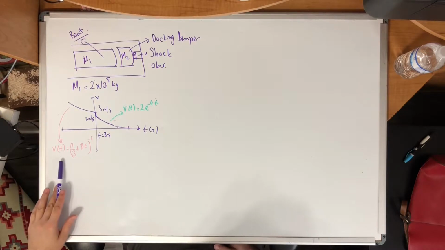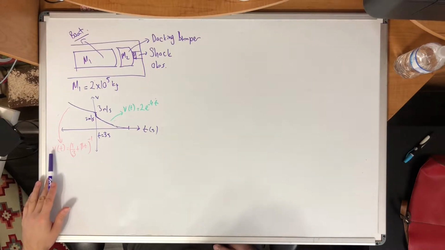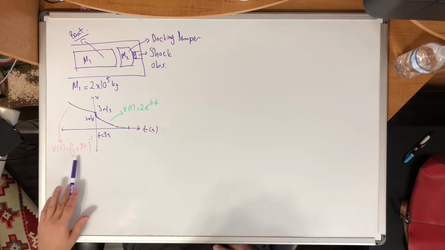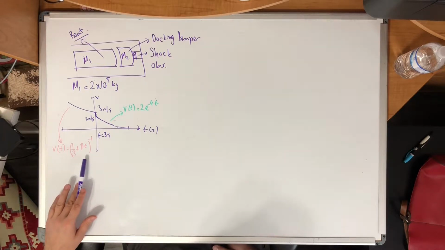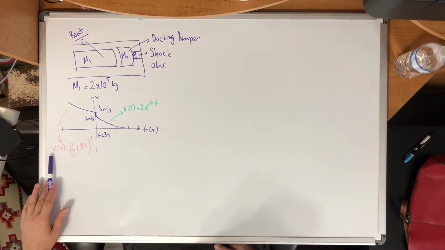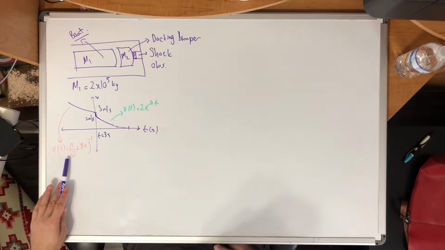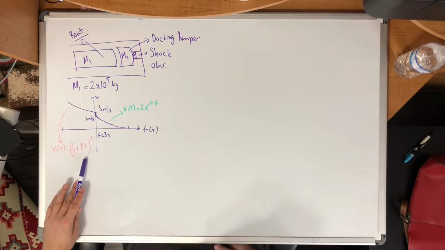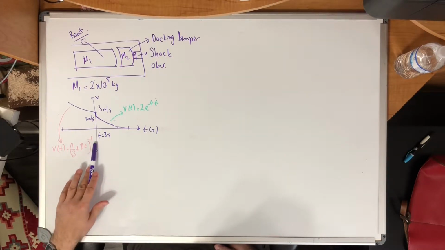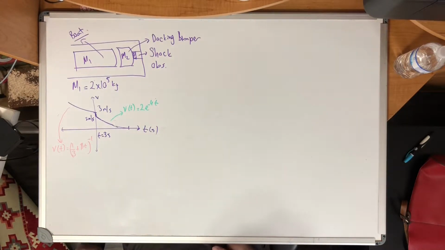In the question, this is given as 1 over v equals 1 over 3 plus beta t. But I decided to write it as v(t) equals (1 over 3 plus beta t) with a negative power, to make my calculations easier. So that's basically the question. Now let's see how we solve it.